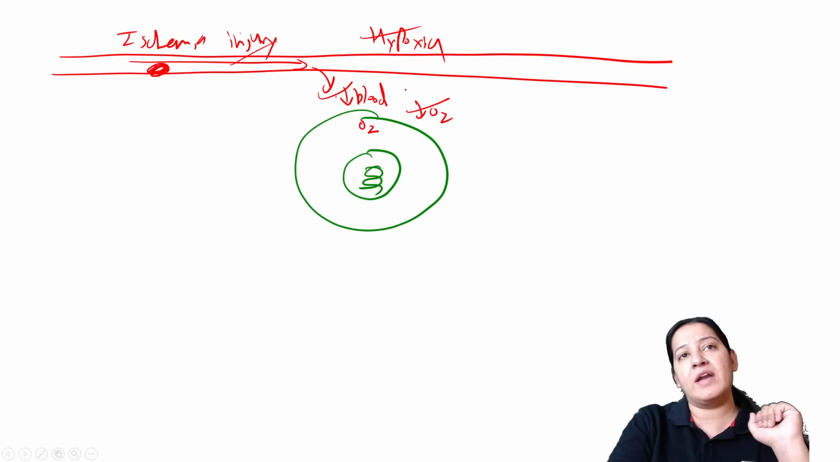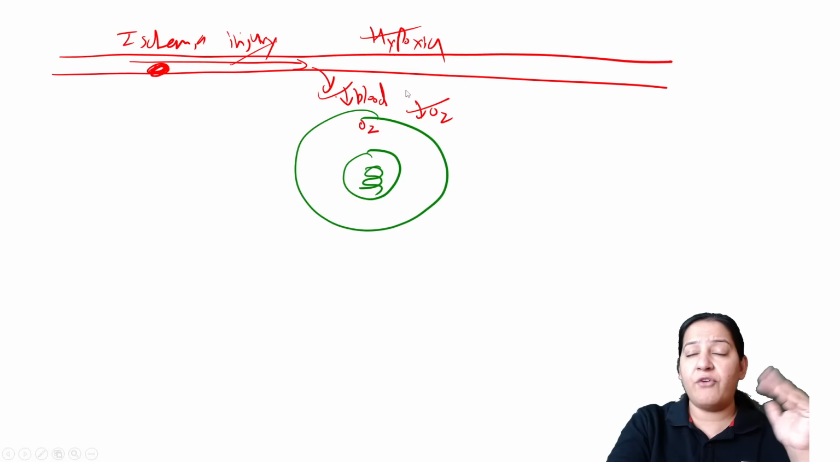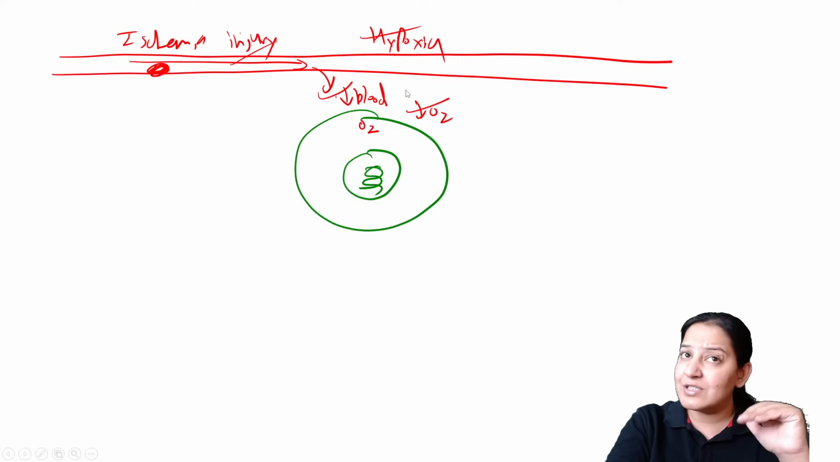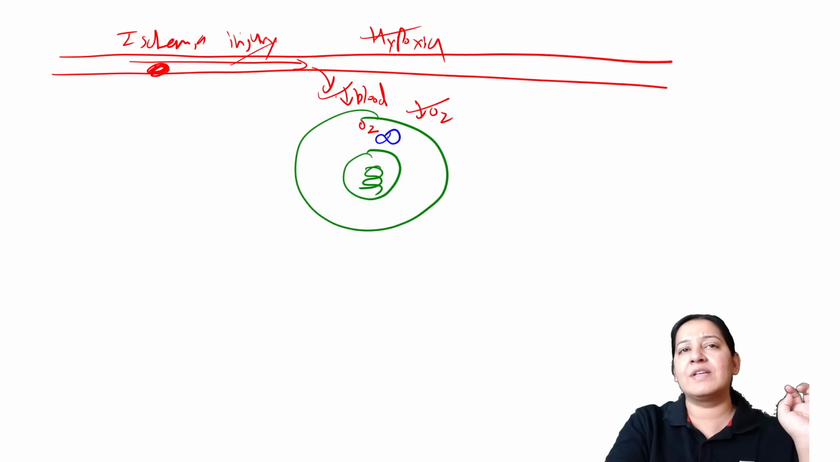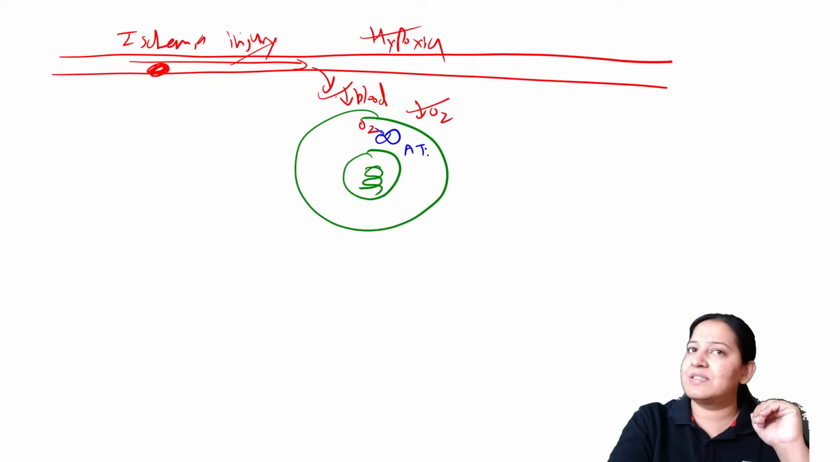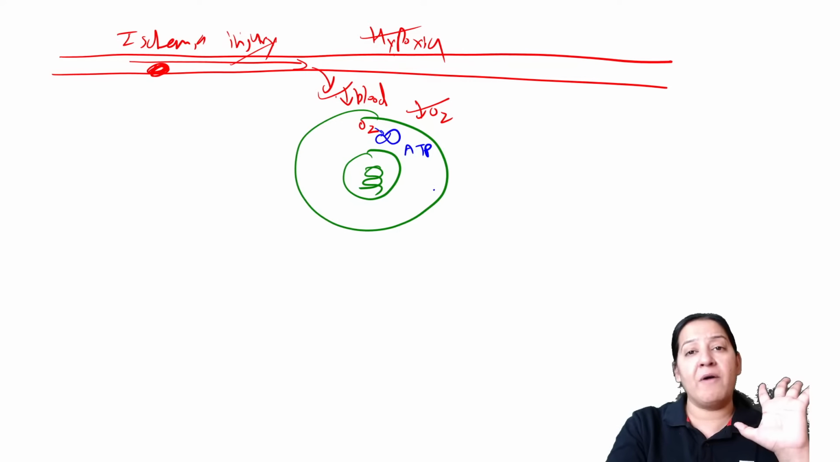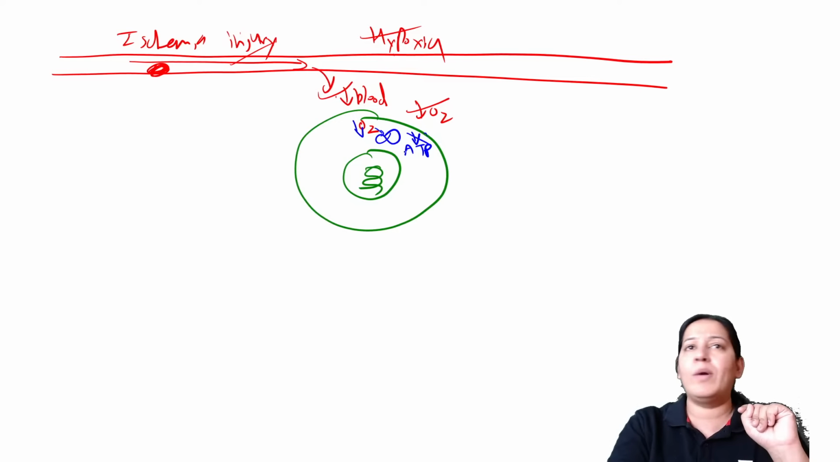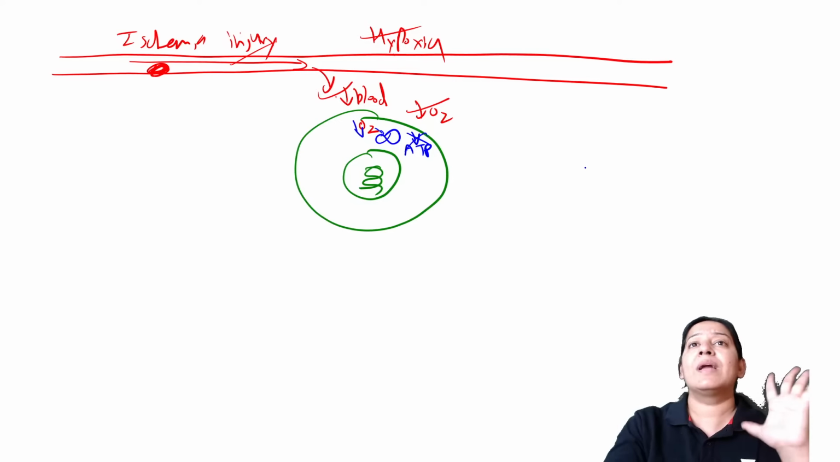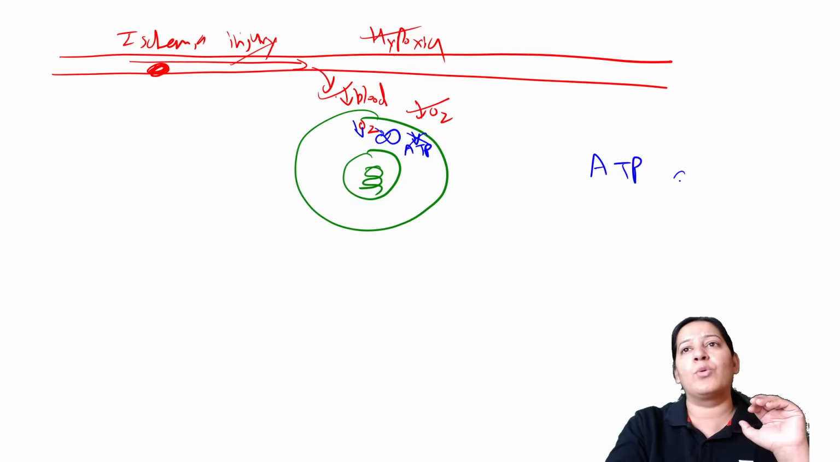Why is oxygen required? Oxygen is required for the synthesis of ATP. This oxygen goes inside the mitochondria of the cell, and in the mitochondria, oxidative phosphorylation takes place and ATP is synthesized. Mitochondria is the powerhouse of the cell. It synthesizes ATP. Since less oxygen is going into the mitochondria, less ATP or no ATP is synthesized. This mechanism is known as ATP depletion.